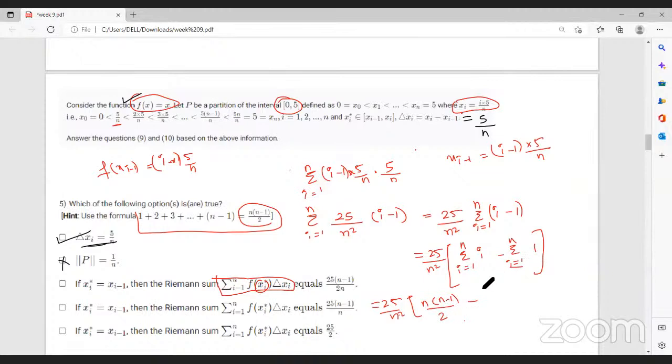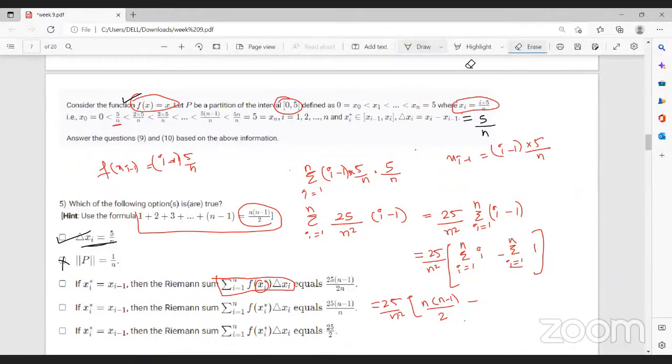Now what is this value? The summation of i equals 1 to n of 1 is n. It is 1 plus 1 plus 1 up to n times. Instead of 1, if there is any constant number c, then adding it n times gives nc, and here c is just 1. Up till now everyone gets it, right?